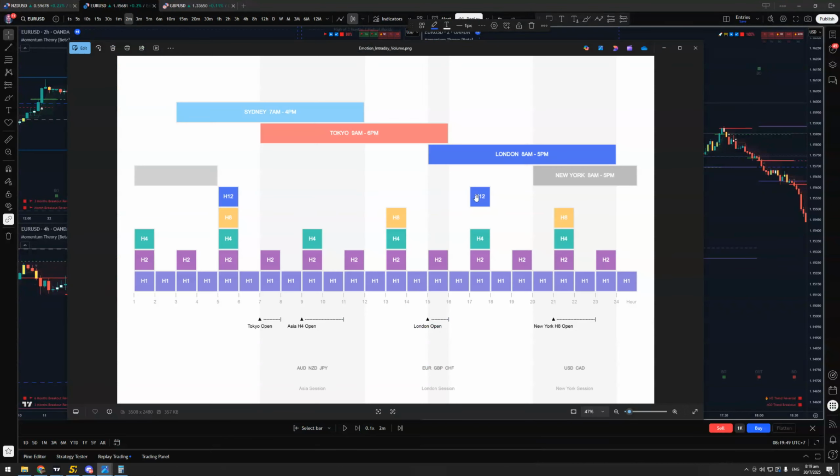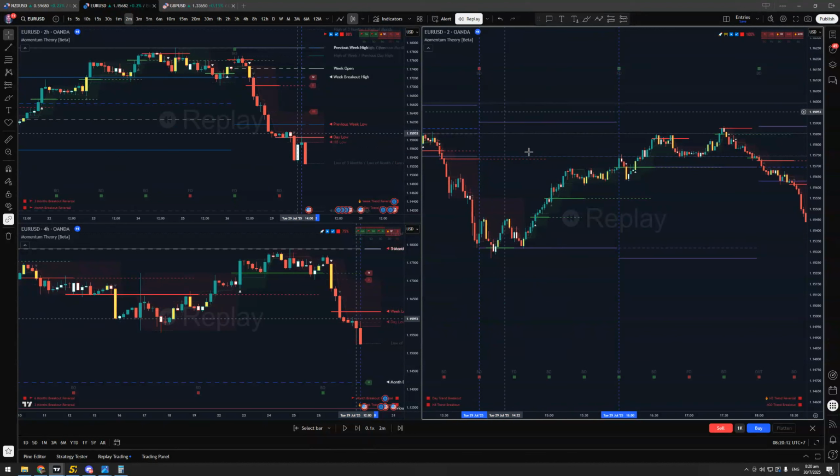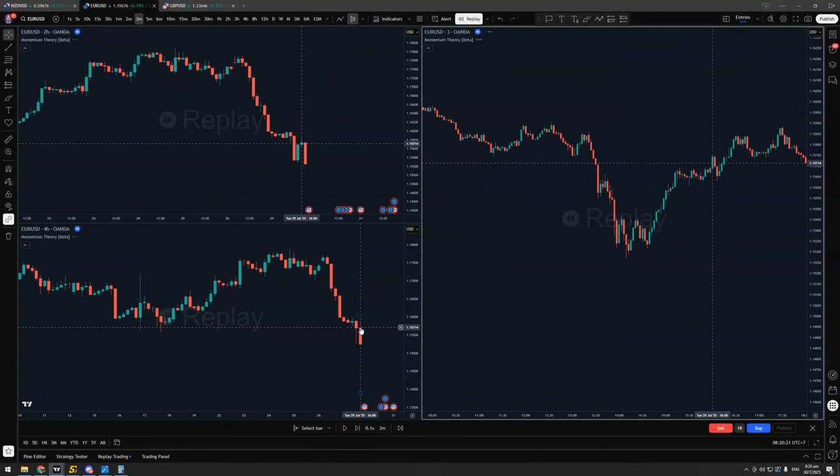So I did not have any move initially in that first hour. This is the H2 bar, so the first hour closed, didn't have anything, so I waited until the H4 bar opened, and the H4 bar closed in a bearish breakout.